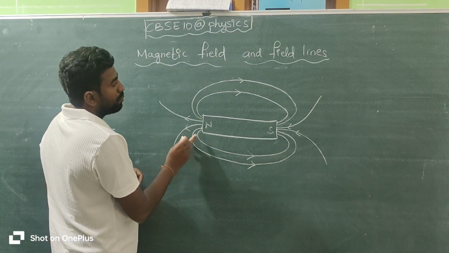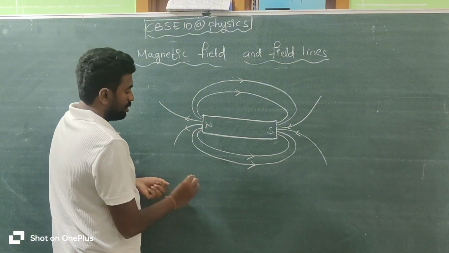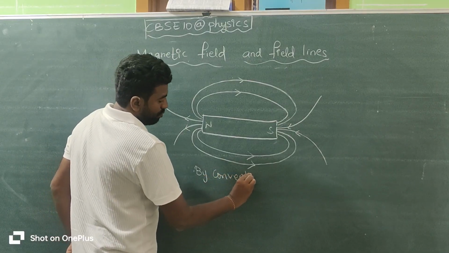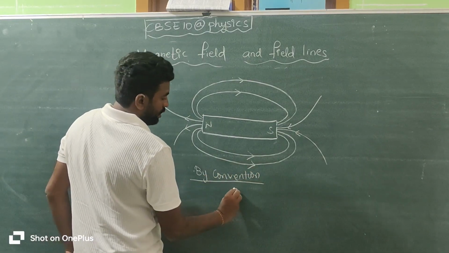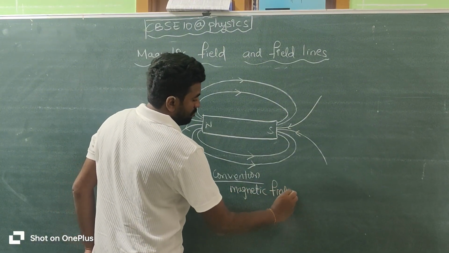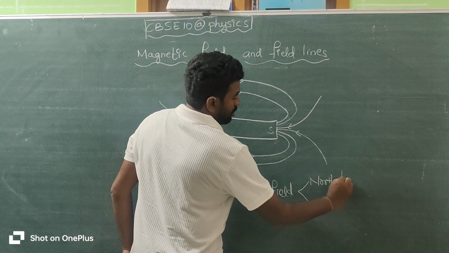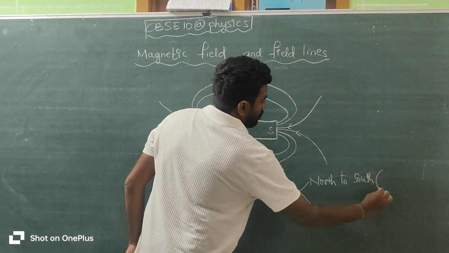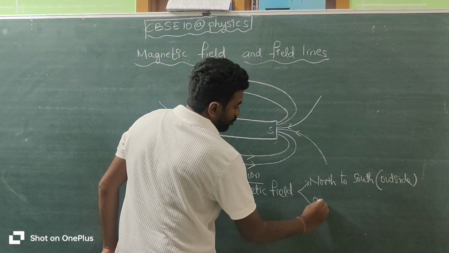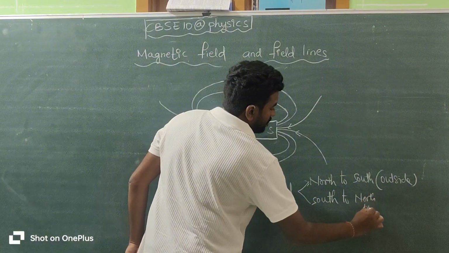This is the pattern of magnetic field lines, and they form closed loops. They never intersect each other. By convention, the magnetic field is from north pole to south pole outside, and vice versa, south pole to north pole inside.